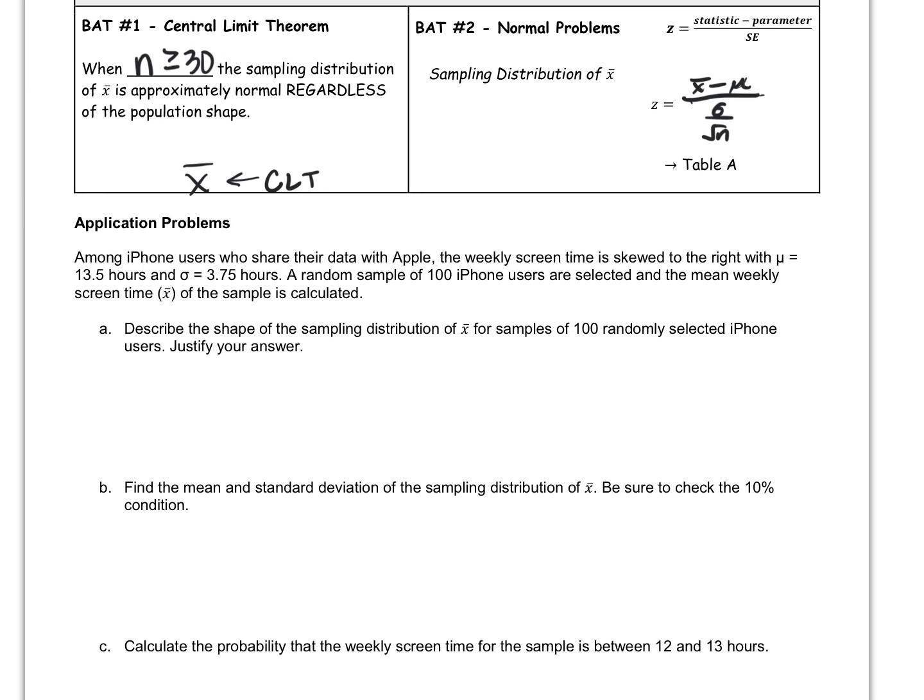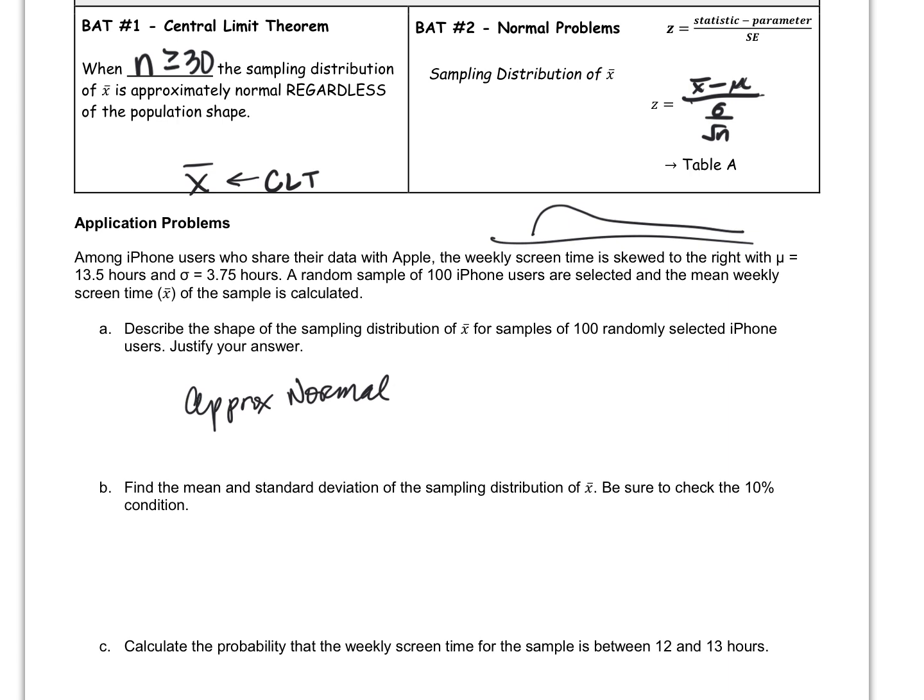Okay. Among iPhone users who share data with Apple, the weekly screen time is skewed to the right, with a mean of 13.5 hours and a standard deviation of 3.75 hours. A random sample of 100 users is selected, and the mean screen time X bar is calculated. Describe the shape of the sampling distribution for X bar with samples of 100 randomly selected users. Justify your answer. What would this shape be? Why? Because it's greater than 30. Boom, that's it. So it's going to be approximately normal.